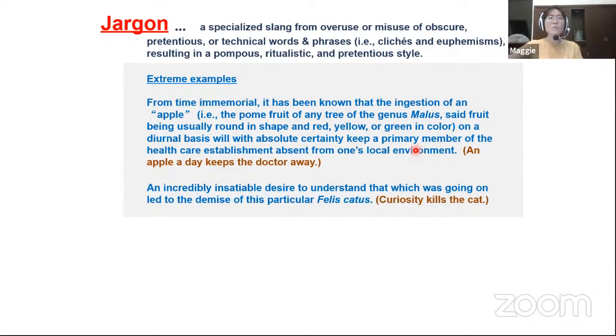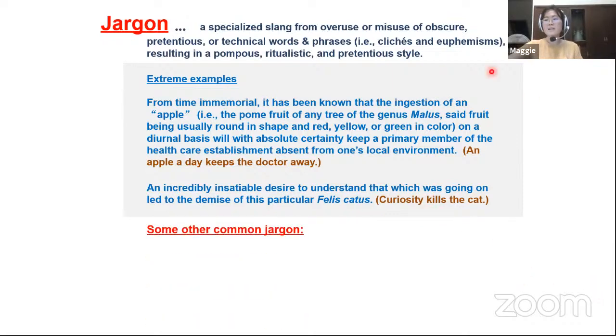But if you don't use those big words, just change it: an apple a day keeps the doctor away. So you can use readable words for the readers. Don't use the jargon. Don't use big words to scare your readers. And next, an incredibly insatiable desire to understand that which was going on led to the demise of this particular Felis catus. It just means curiosity killed the cat. So don't use big words.